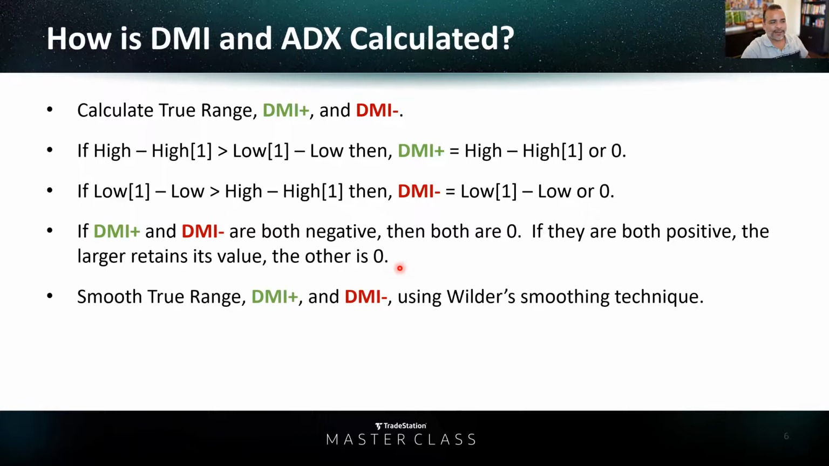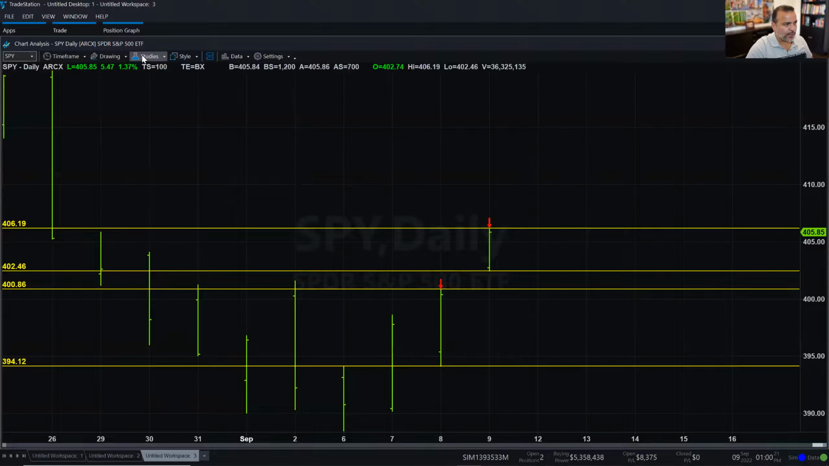Well, not yet, because after it puts those values into the buckets, it's going to smooth the true range, the DMI plus and DMI minus, using Wilder's smoothing technique. A lot of these calculations, by the way, are part of the EasyLanguage code. So for anybody that has questions about how this is calculated, what is the mathematical formula used, open up the DMI. Let me open it up here and show you how it's done.